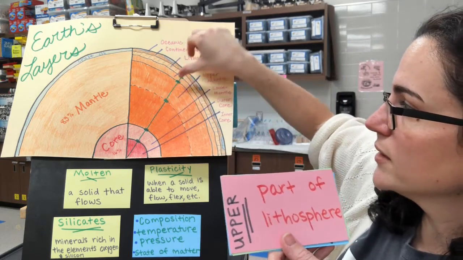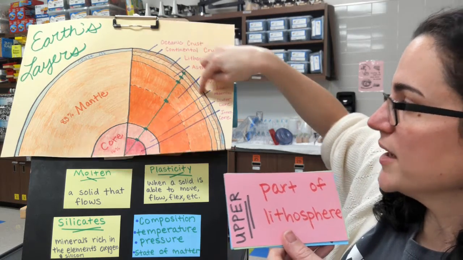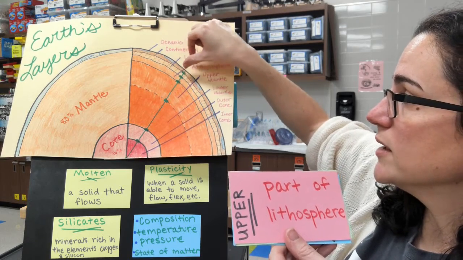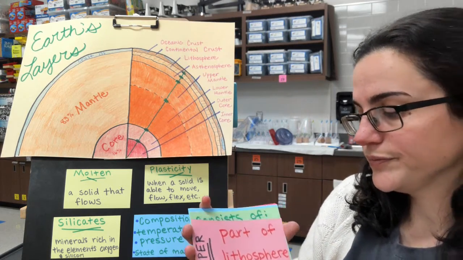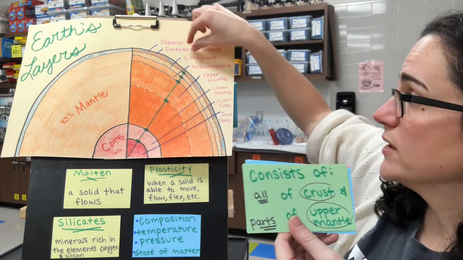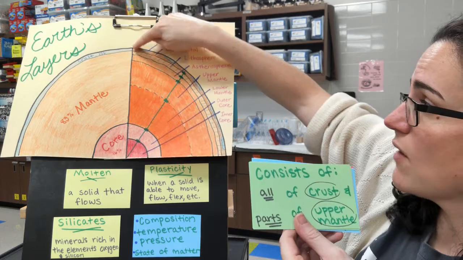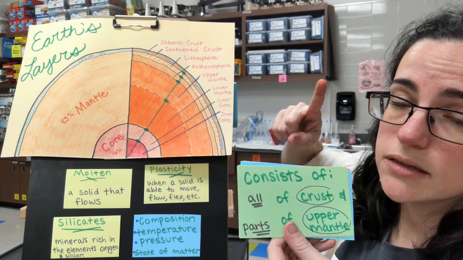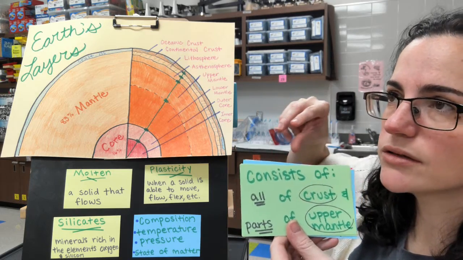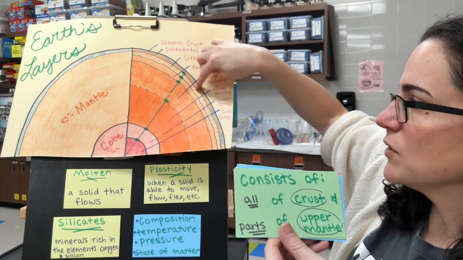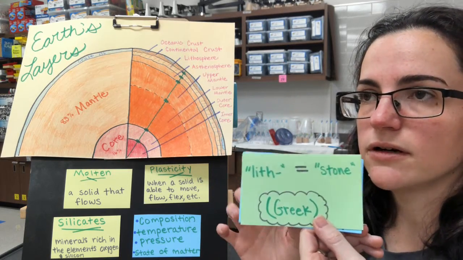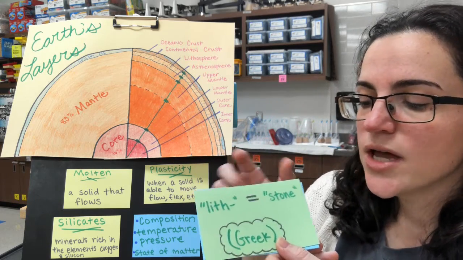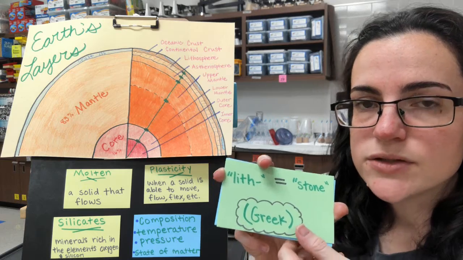And the upper parts of the upper mantle, so the top part of the upper mantle, that would be considered part of the lithosphere. Now the lithosphere, that consists of all of the outer crust, so the oceanic crust and the continental crust, and only parts of the upper mantle. And the word lithosphere has a small portion of it, lith, L-I-T-H, and that's a Greek word, and it means stone.